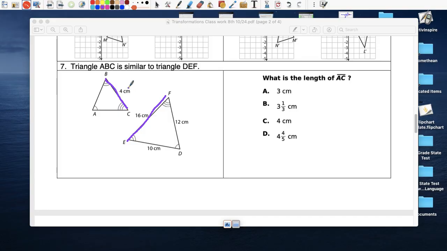So what is the length of AC? They want AC, so let me change to a different color. AC corresponds to this one right here. So how is this dilation happening? How did this 12 become 4? This 12 is divided by 4, or times 1 over 4, and that's going to give us 3. And there's our answer.